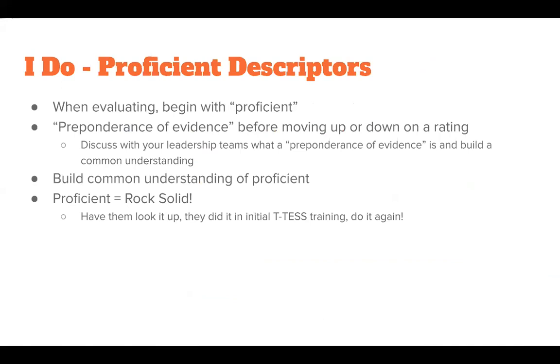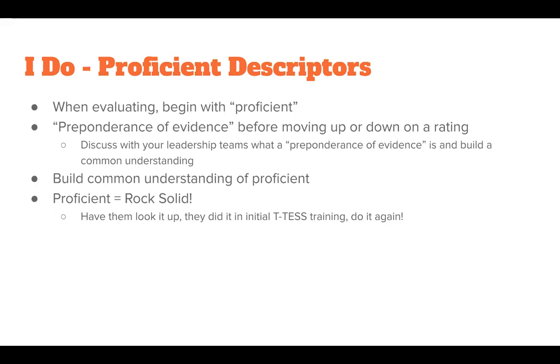After that, we dove into the I do. The I do was the presenter, myself in this case, or Dr. Satterwhite, depending on the session, where we went through the proficient descriptors on the rubric. And then we reminded them that when we evaluate, we start in that proficient column. And after we've gone down the proficient column, we decide if we need to move left or right, up on the rubric or down on the rubric.